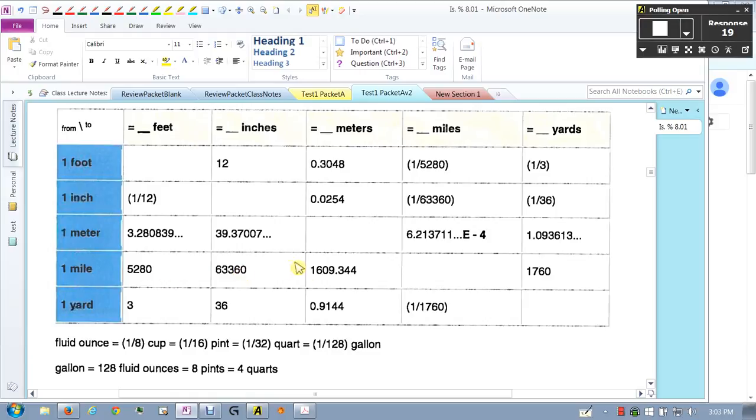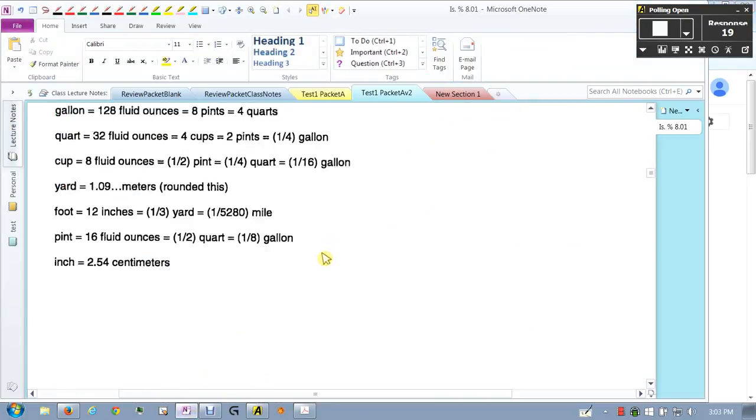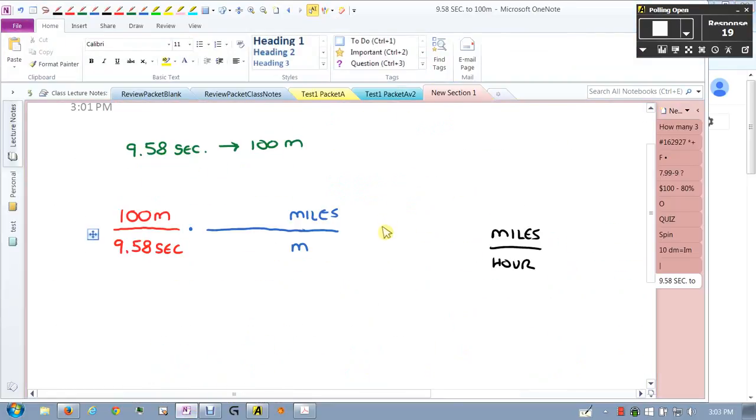Okay, we can use this one, or we can use the other one. Doesn't matter. You want to use the 1609.344? Okay. 1609.344. That's 1 mile. 1 mile is 1609.344 meters. That's going to kill off the meters, and we're going to be happy about that.